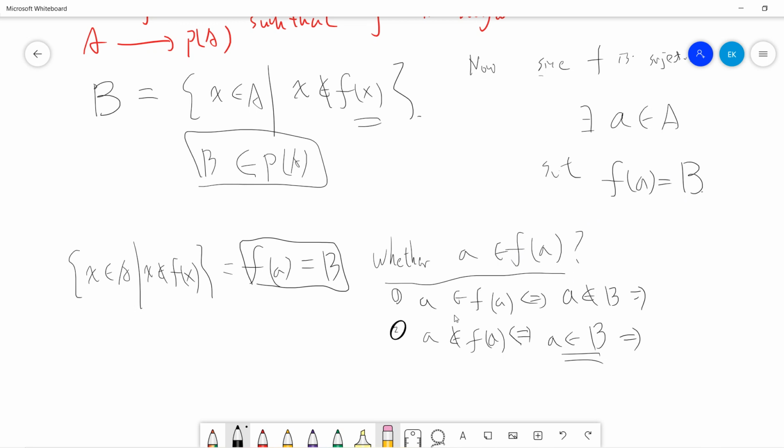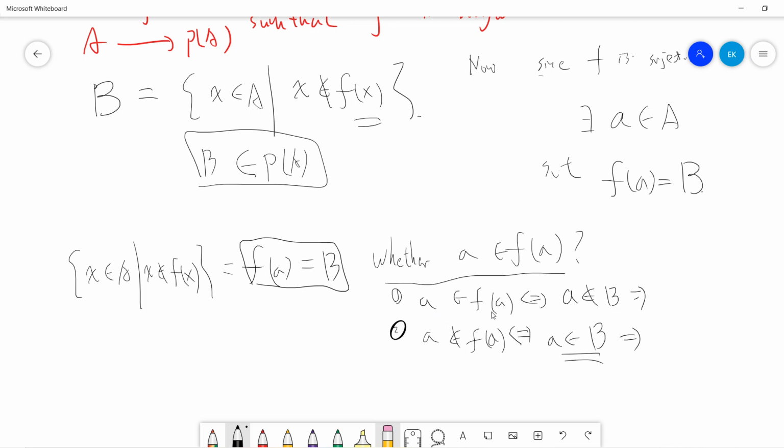So let's say a belongs to F of a. So a belongs to F of a, right? That means a does not belong to B. But B is exactly F of a, right? So these two conditions are contradictory, because if a belongs to F of a, then a does not belong to B.